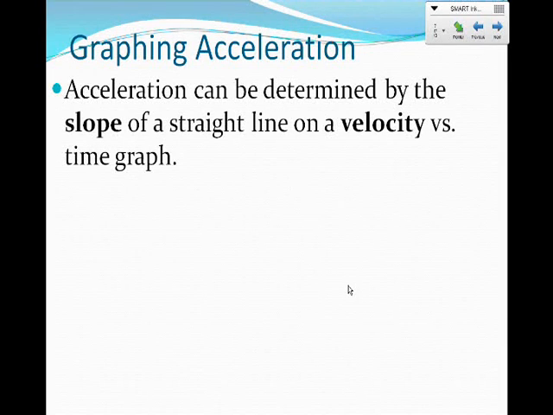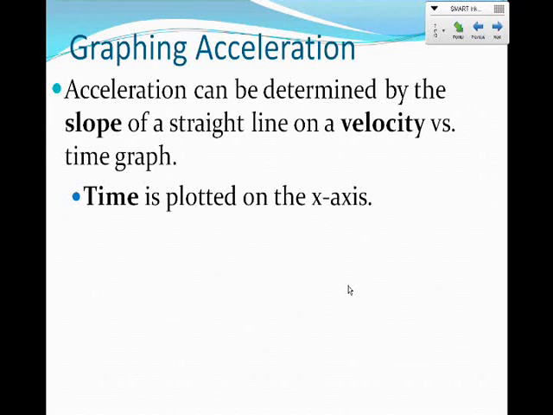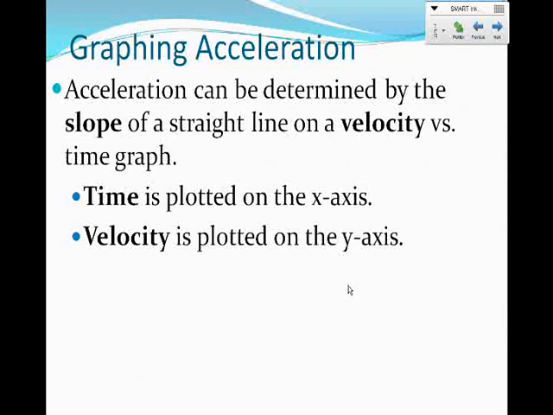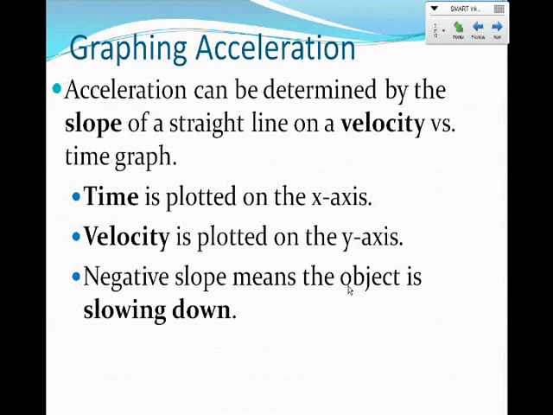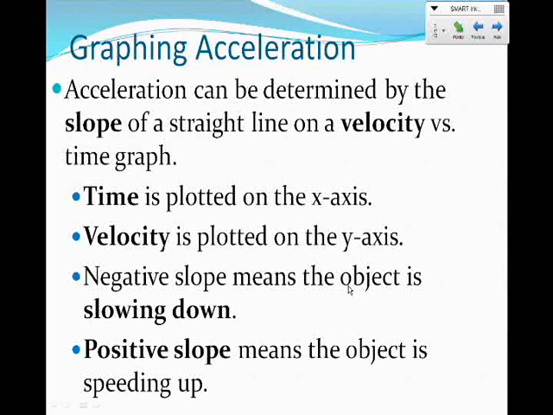Acceleration can be determined by the slope of a straight line on a velocity versus time graph. And if you'll remember, when we talked about graphing, we said that time was going to be on the x-axis most of the time, and anything else would be on the y. So if you have a velocity versus time graph, that would mean time is plotted on the x-axis, velocity is plotted on the y-axis, and that could be velocity or speed. And when you calculate the slope, if you get a negative slope, that means the object's slowing down. If you get a positive slope, that means the object is speeding up.